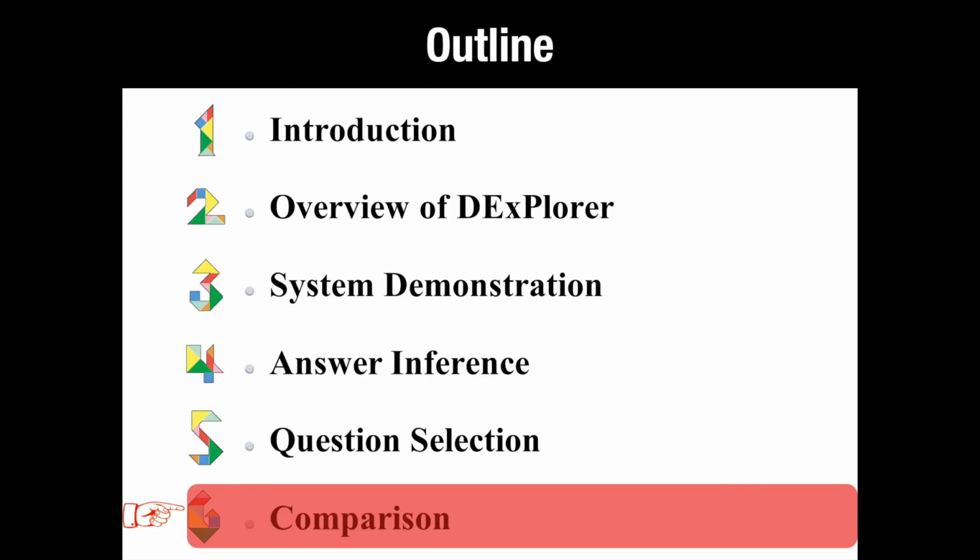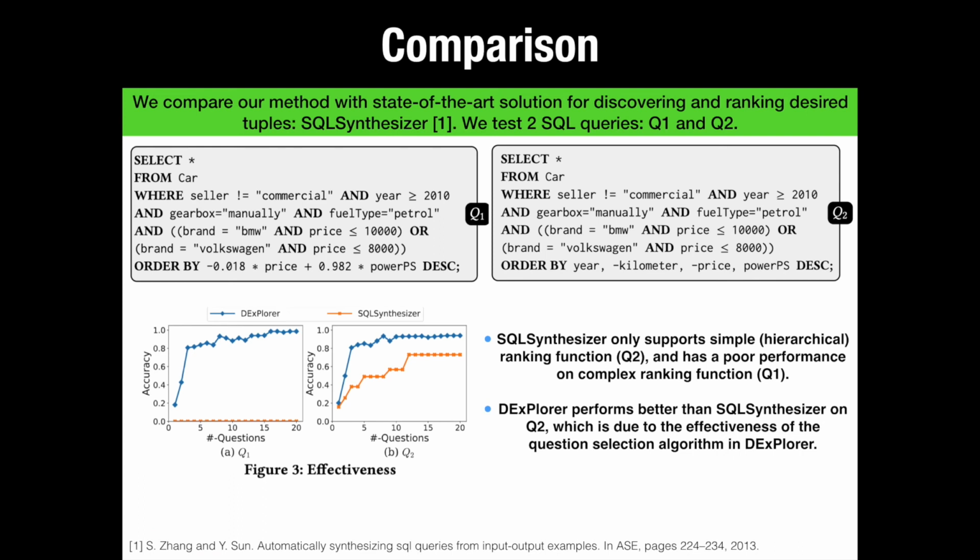We compare our method with the state-of-the-art solution for discovering and ranking desired tuples, Cycle Synthesizer. We test two cycle queries, Q1 and Q2, and Figure 3 shows the effectiveness of the two methods, from which we can see that Cycle Synthesizer only supports simple hierarchical ranking functions and has poor performance on complex ranking functions. Dexplorer performs better than Cycle Synthesizer on Q2, which is due to the effectiveness of the question selection algorithm in Dexplorer. So that's all.